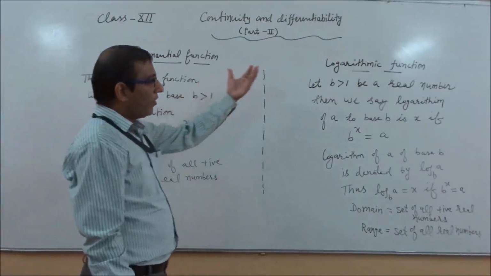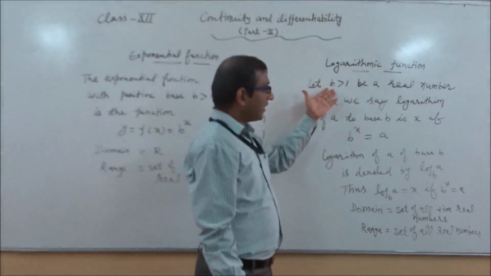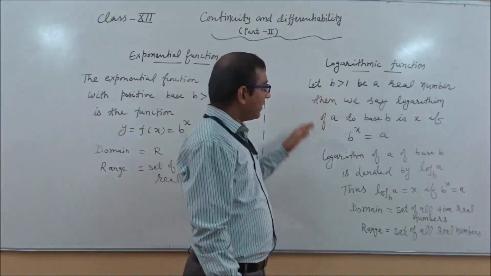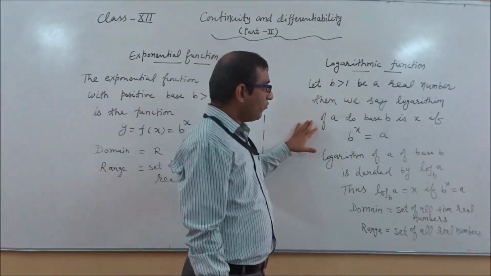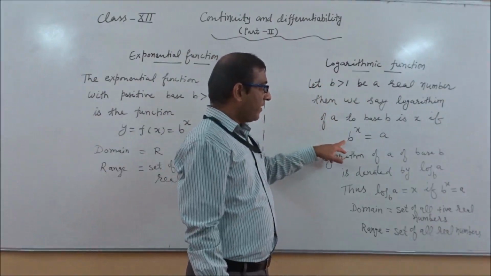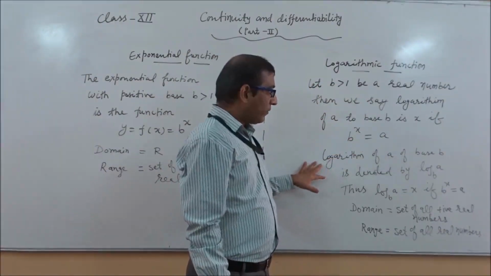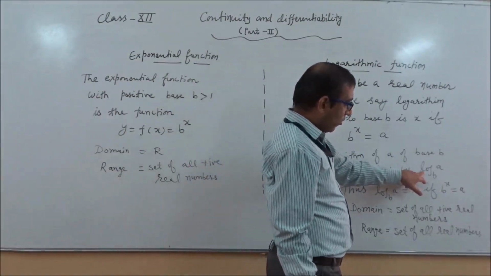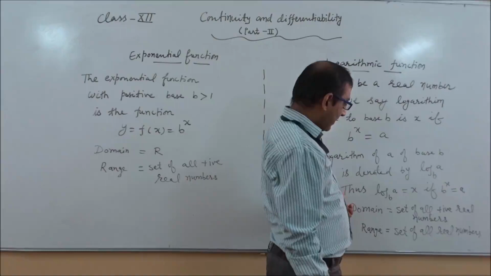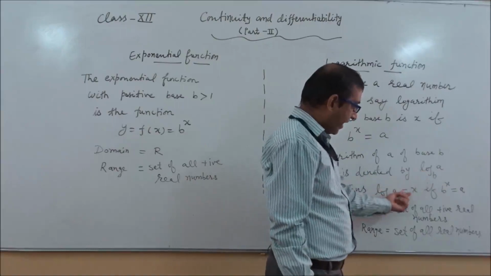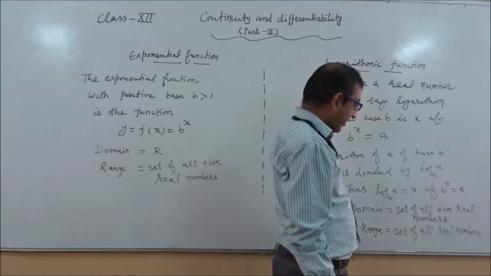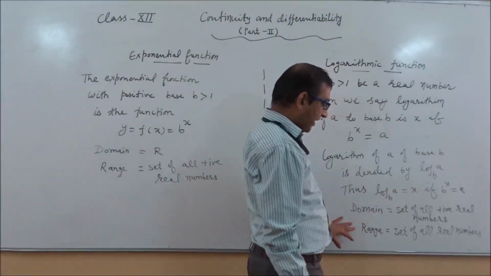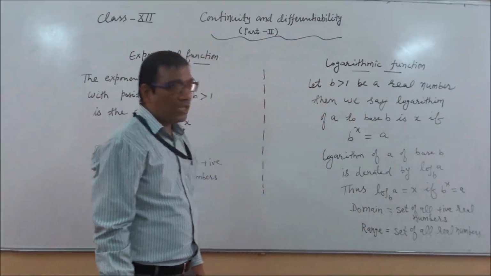Now we will come to the logarithmic function. When the base is greater than 1, let b greater than 1 be a real number, then we say the logarithm of a to base b is x if b raised to the power x equals a. The logarithm of a to base b is denoted by log base b of a. Thus it is equivalent to x if b raised to the power x equals a. The domain of the logarithmic function is the set of all positive real numbers, and the range is the set of all real numbers.